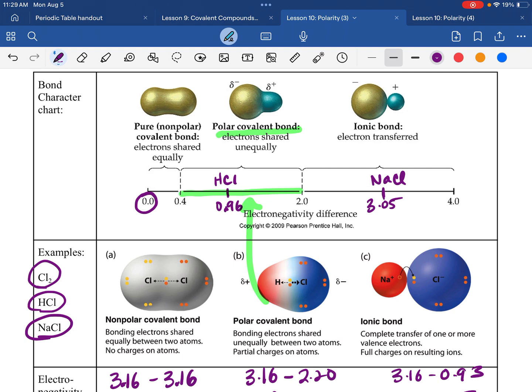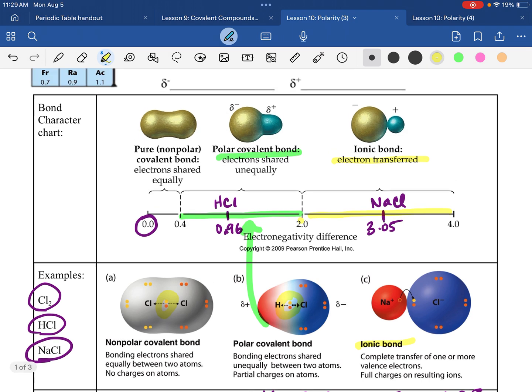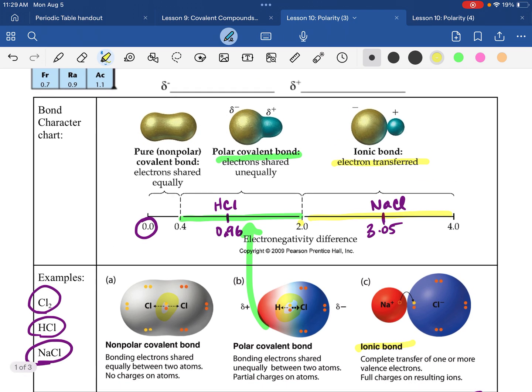So sodium chloride is a classic ionic bond. That means the electron is completely transferred. It's not shared like we have here, or partially shared here, but it's completely transferred. So we have an ionic bond. Anything in the range of 2.0 to 4.0 electronegativity difference will be an ionic bond.